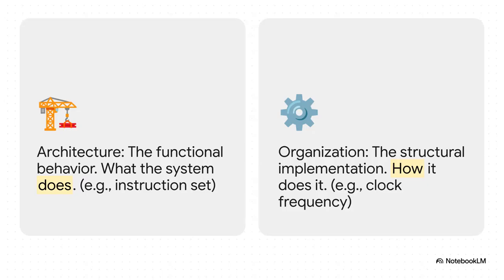This brings us to a really key distinction. You've got architecture, which is the what. What does the system do? What are its functions? Then you have organization, which is the how. How is it all put together to actually do those things? For a programmer, the person writing the code, the only thing that really matters is the architecture, the what.